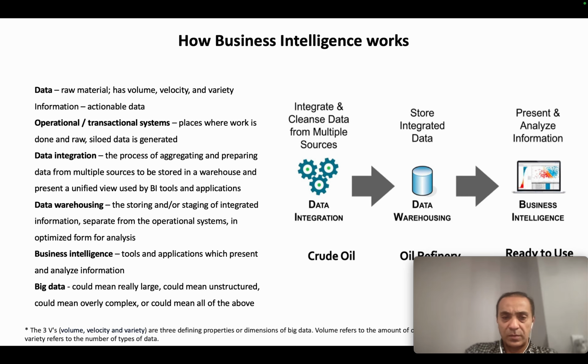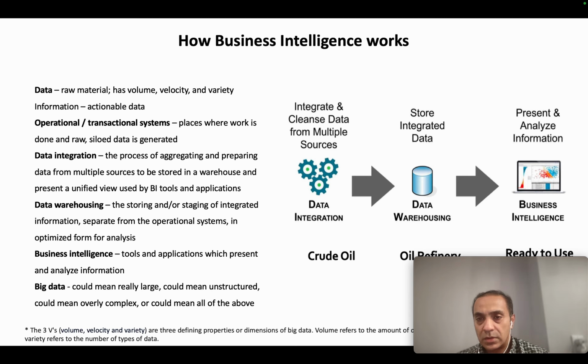Big data, it could mean really large, or it could mean unstructured data, or it could mean overly complex, or it could mean all of the above. Well, the three V's of data are volume, velocity, and variety. Volume refers to the amount of data, and velocity refers to the rate, the sheer pace at which data is being generated and collected and stored. And variety refers to the number of types of data.